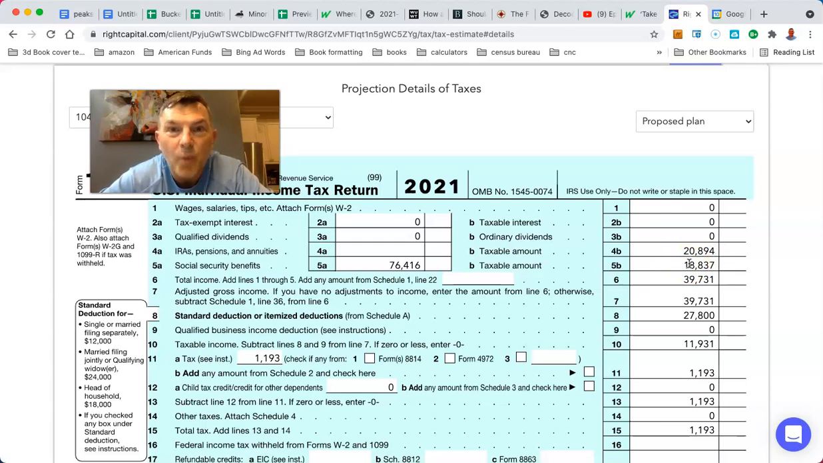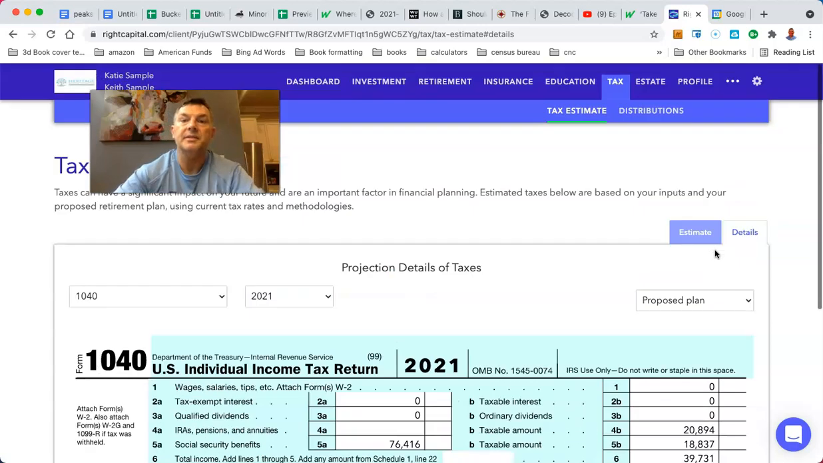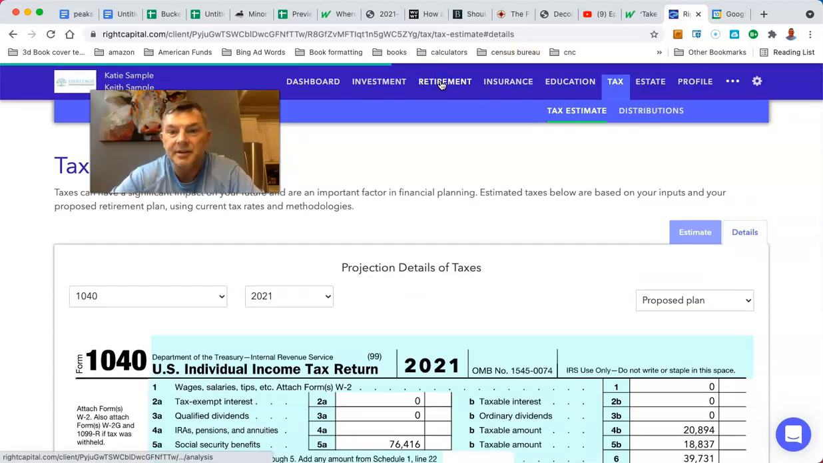So with that $20,000 distribution, we've increased our taxable income by $34,000. That's the tax torpedo. Is that a big deal?